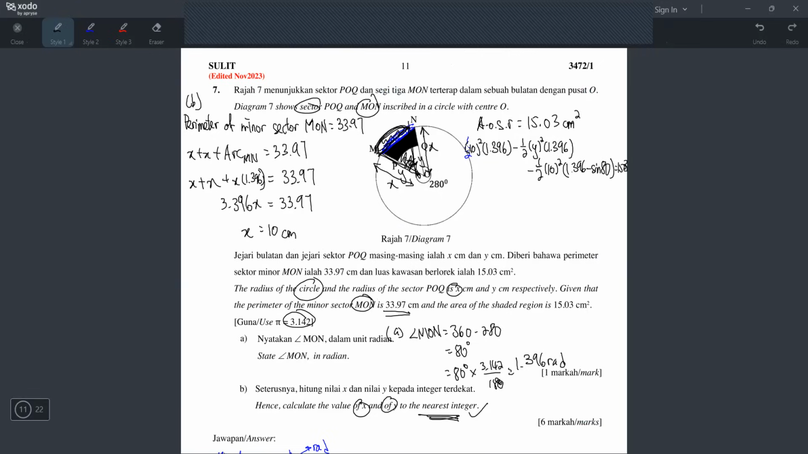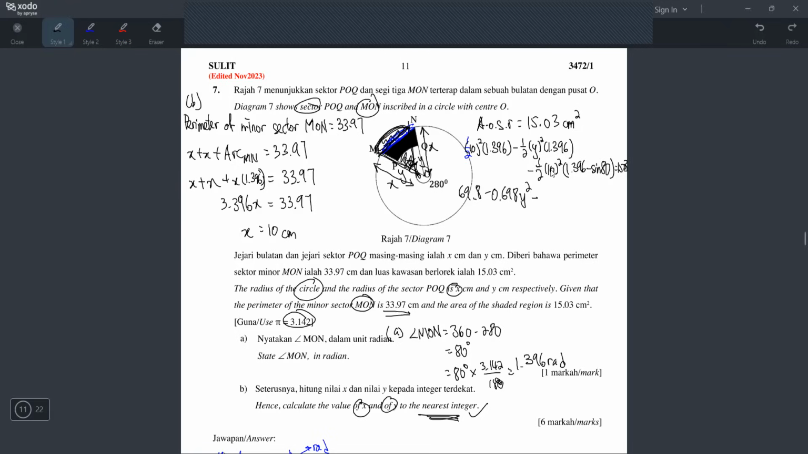So let's write it down. 69.8. But I have to minus with this one, right? This one, we will just press 1.396 divide 2. My calculator gives me 0.698, but don't forget the square. So 0.698, don't forget the y square. And then minus with this one.